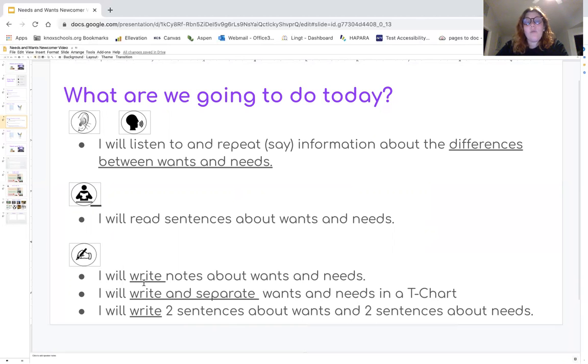So I will write notes about wants and needs. I will write and separate wants and needs in a T-chart. And I will write 2 sentences about wants and 2 sentences about needs. So today we are going to get a lot of writing practice in, some listening practice, some speaking practice, and some reading practice.